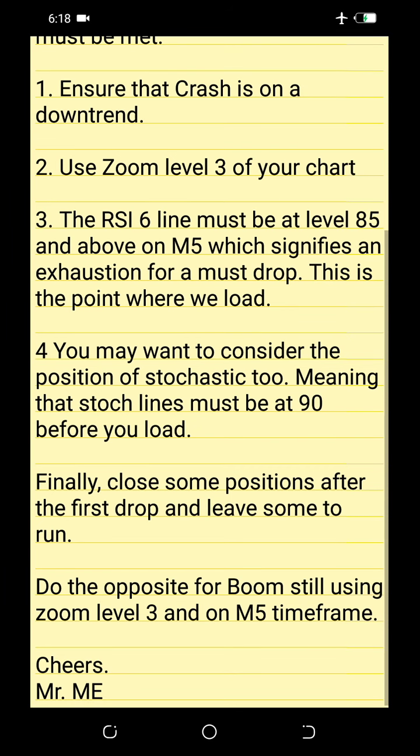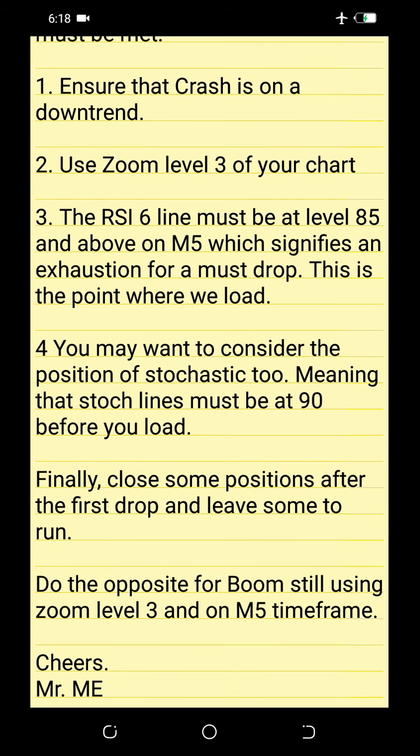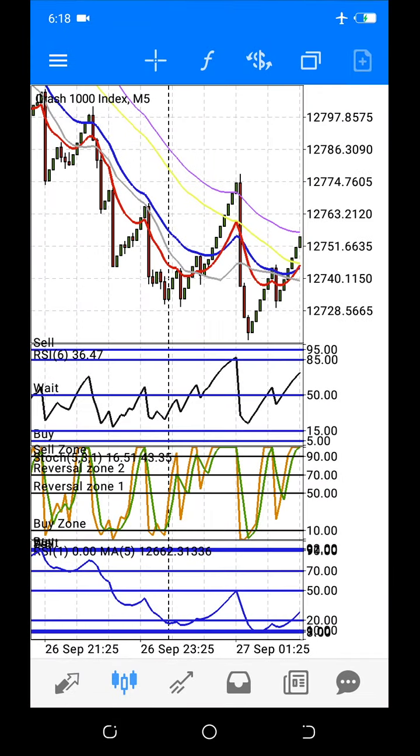Now this is why I say the number 3 criteria is the RSI 6 line must be at level 85 and above. Very important. On M5, which signifies an exhaustion for a must drop. It is a must that a drop will happen. This is the point where we load. I've said it now. Number 4, you may want to consider the position of stochastic too. That is what I'm talking about.